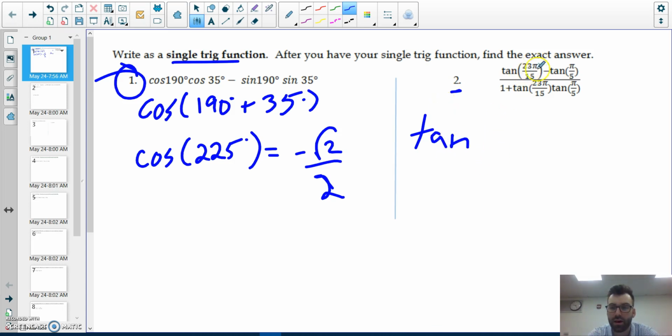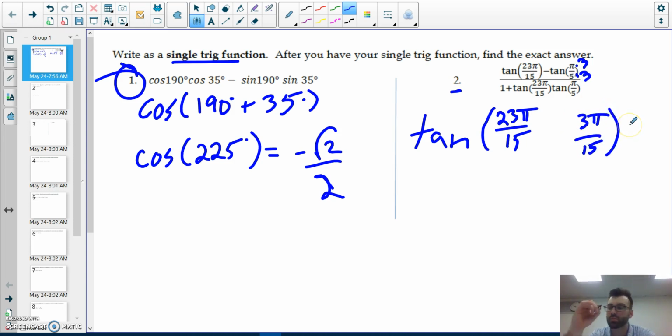Now I recognize that I have this 23 pi over 15, and I have pi over 5. Well, I want to have a common denominator here, so I'm going to multiply the top and the bottom by 3 right away. So I have 3 pi over 15. The next thing I've got to do is recognize whether this is a sum or difference formula for tangent. Because it's subtraction on the top and addition on the bottom, if you look at your reference sheet, you should realize that it's a difference.